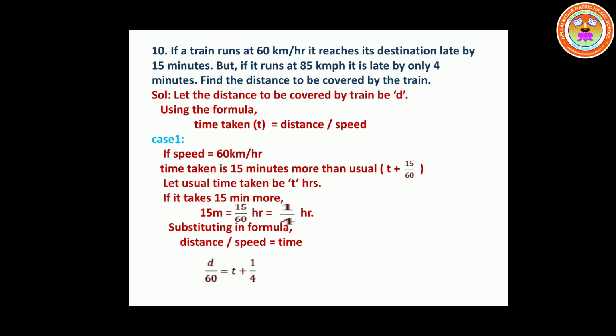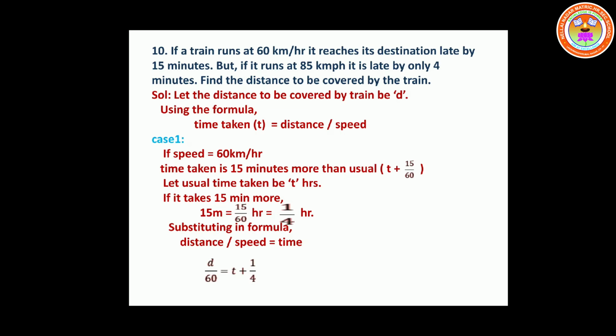Now we are going to convert the minutes into hours. So remember that we have to convert the minutes into hours because the speed is given in terms of kilometer per hour. So minutes is converted into hours. So how do you convert? It is by dividing by 60. Yes, 15 by 60. So here time taken, t is the usual time. Let the usual time taken be t hours, and it is 15 minutes more, right? So t plus 15 by 60. It can be written as 1 by 4 hour.